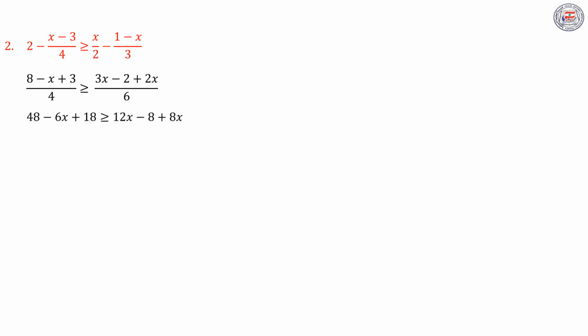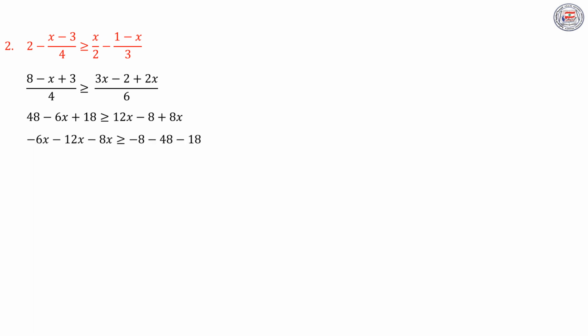In the second step, we have to make a cross multiplication in order to remove the fractions. That's why we have to multiply 6 by 8 minus x plus 3 and 4 by 3x minus 2 plus 2x. Then we get 48 minus 6x plus 18 greater or equal to 12x minus 8 plus 8x.